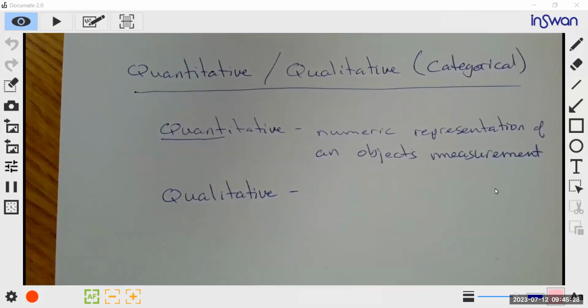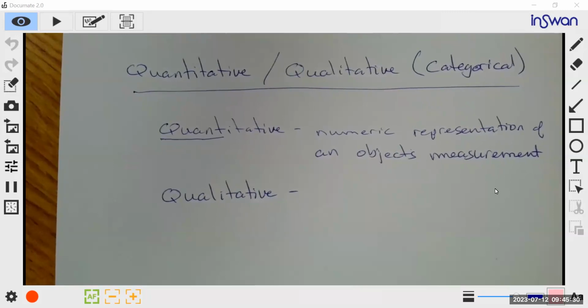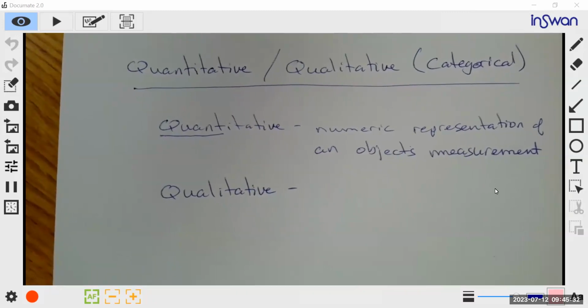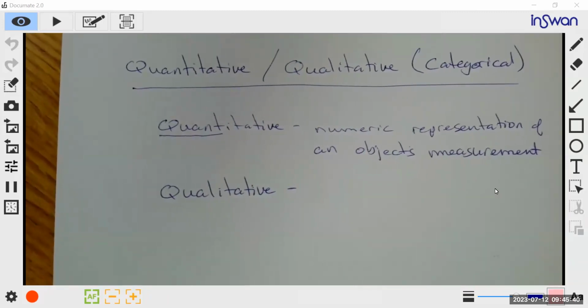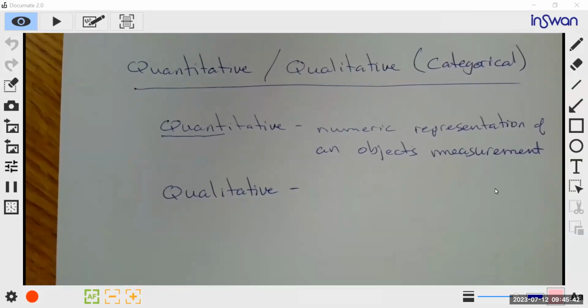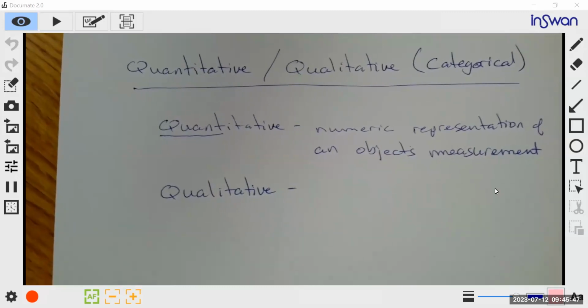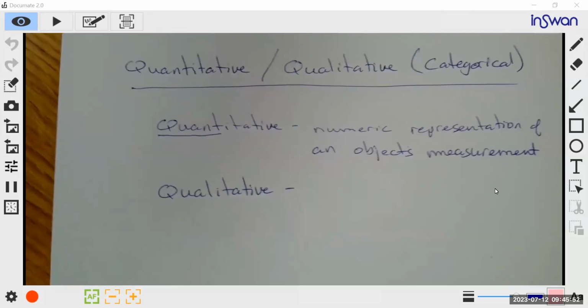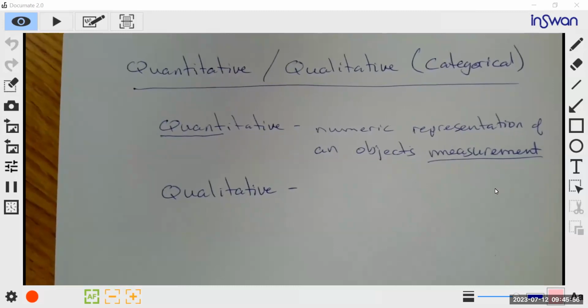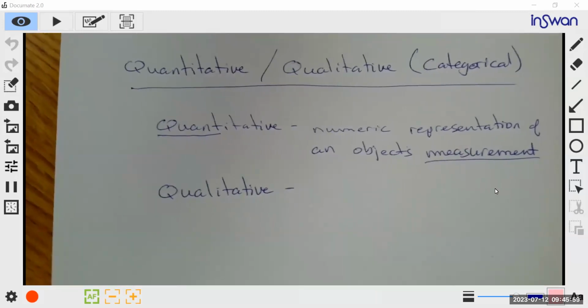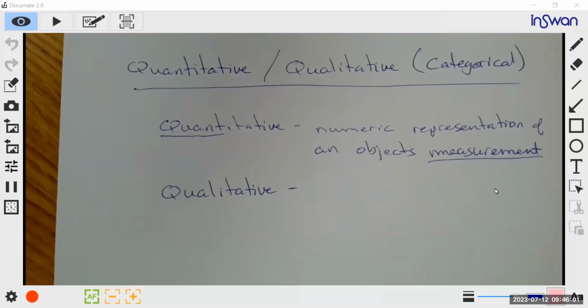I'm going to use this generic word measurement instead of all the other things, because measurement is a very huge term. It doesn't just mean measuring with a tape how big or how wide something is, you can measure the number of items. 3 men, 13 women. That's a measurement of the class. So measurement is a catch-all term for any data that I'm using.